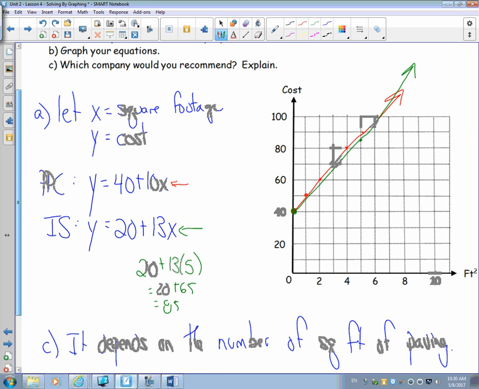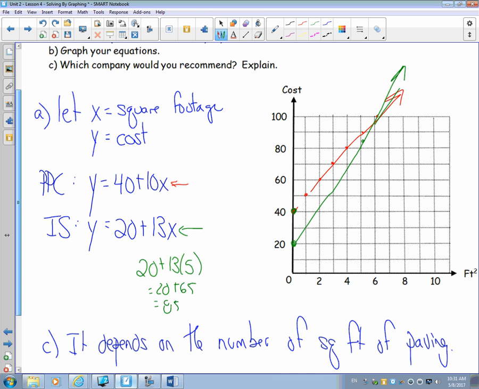Okay. Initially, starting, Interlock Star is cheaper. Oh, you know what? I made my graph wrong. What was I doing there? I should start at 20. I started at 40. Sorry, guys. We'll fix that. That's completely off. 20 is down here. And we said 5 was 85 right there. There's my graph. Much better.